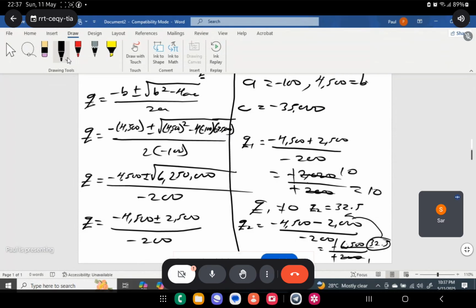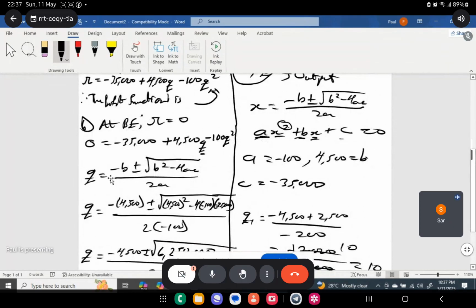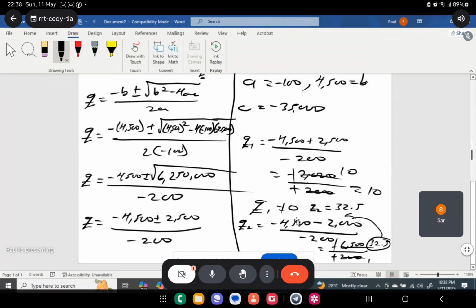From the beginning, like the Q equals to minus B plus, yes. Is it plus or minus? Plus or minus? So you do for plus, that's why I did Q1 and Q2. So you do for plus and then you do for minus. That's why we will get two answers. Please, you understand?